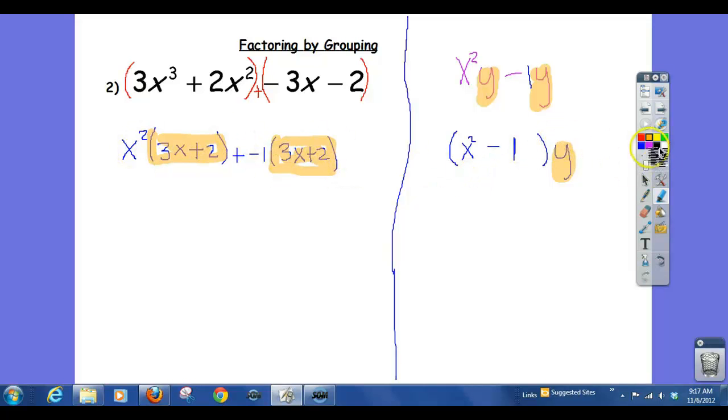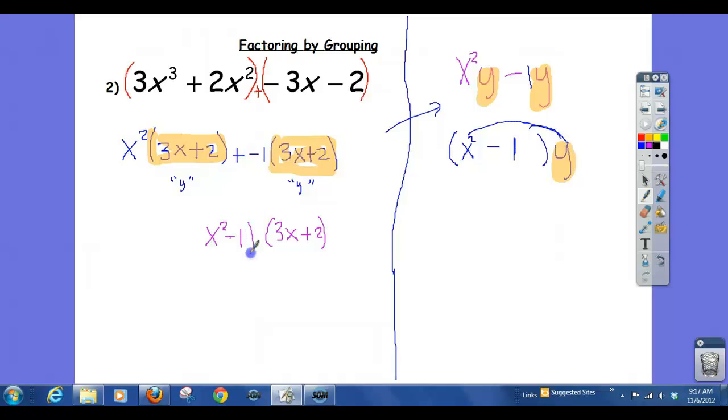In the same way that if I were to go backwards in this situation, if I want to multiply this out, I'd distribute, and I'd just get back up to here. We're factoring, so we're doing the reverse process. But the point is, this is like my y. This is like the y in the problem to the right, which means I can factor it out the same way I factored it out over here. So I'm going to factor out the 3x plus 2. And what's left? X squared, and minus 1.